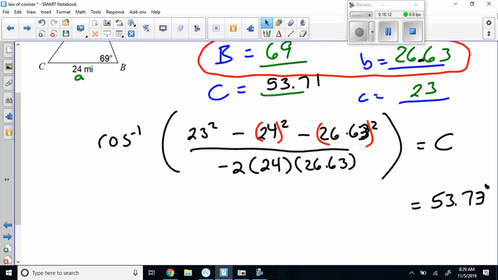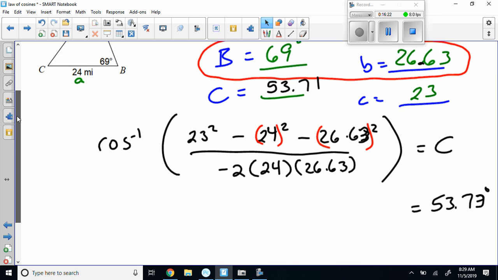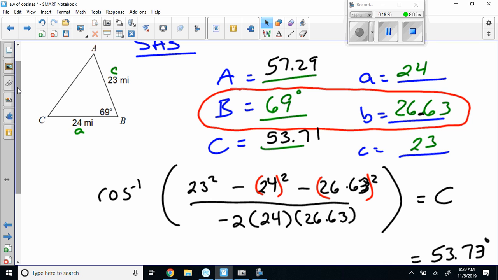Now, that's side angle side, right? So what you have to make sure that you are aware of is this. Look, guys. Once you find that 26.63, you can use this equation right here to find one of these angles and then do 180 minus the sum of those, right? Or you can use law of sines.